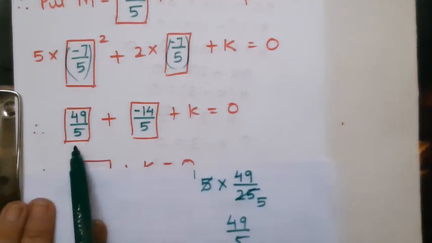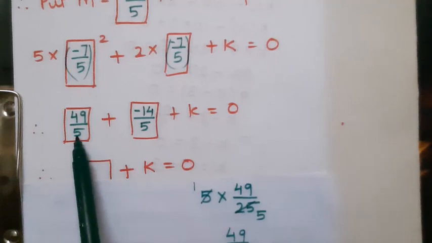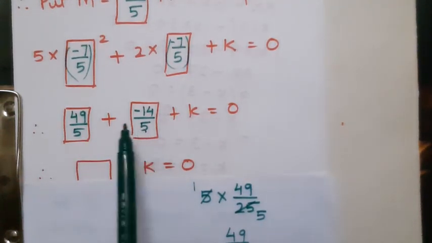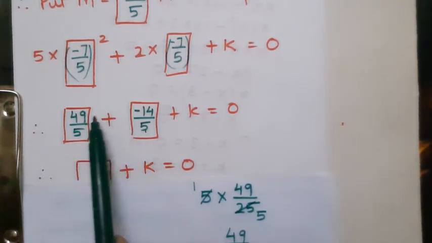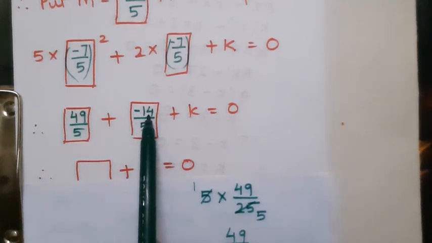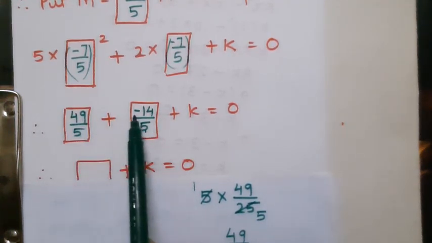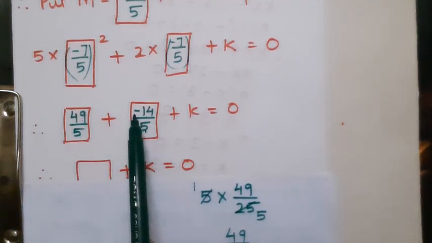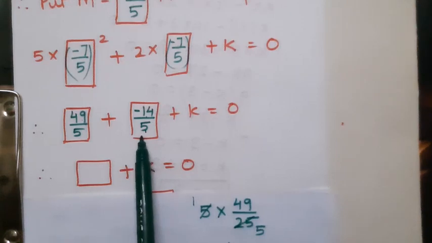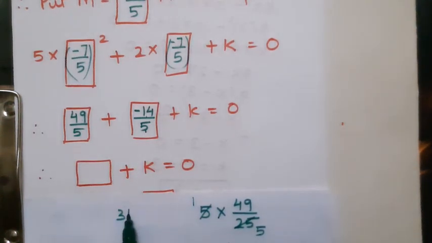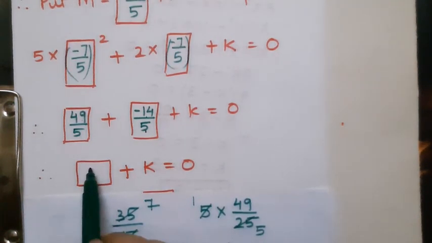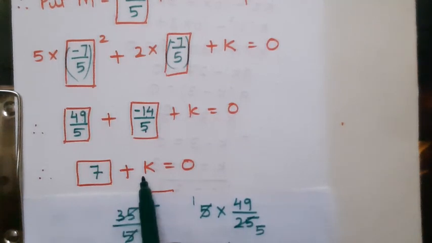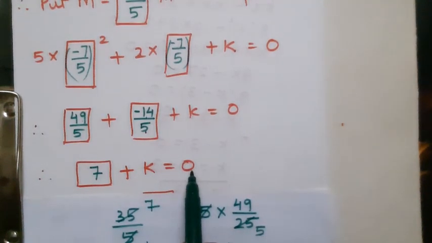Okay. Now if you look at both the boxes, the denominator is the same. Now what we will do? We can directly simplify the numerator. So the numerator is 49 and here minus 14. So when we subtract, we get 35. Okay. So 35 upon 5. We can reduce it further. We will get 5 ones are 5, 5 sevens are 35. So we can directly write here 7 plus k equals 0.